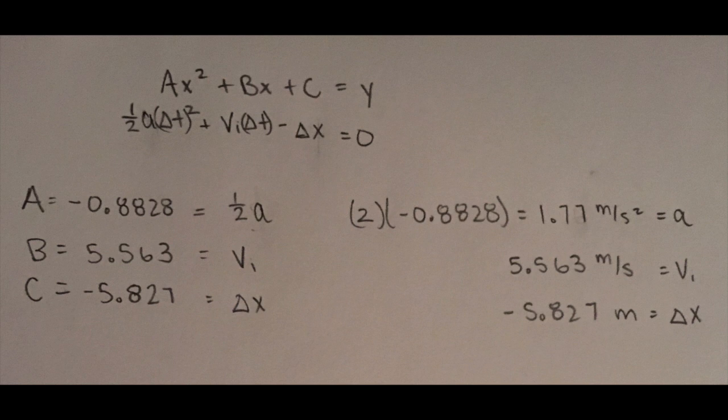B is 5.563, which is also the initial velocity with units meters per second. C is equivalent to the change in x. The numerical value is negative 5.827. Of course, there is some sort of error in C because the change in x cannot be negative.